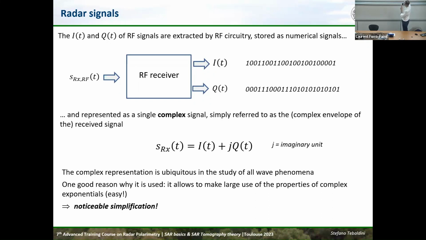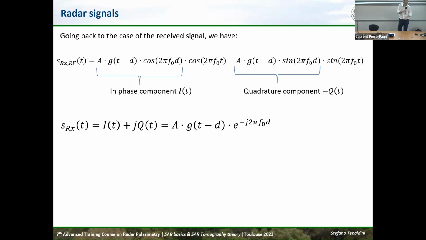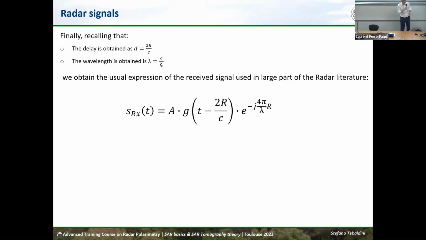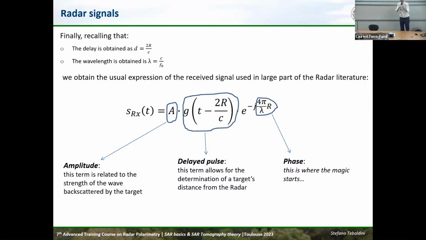So basically, this is what we consider our received signal. It's I plus jQ. And now we see why it provides you with a noticeable simplification. The received signal is simply expressed in this form. You have a pulse with a delay, and then a complex exponential, whose argument is called the phase. Now, if we recall that the delay is given by twice the distance over c, and that the wavelength is c over the frequency, we have this simple representation where now all the important factors are just here before our eyes.